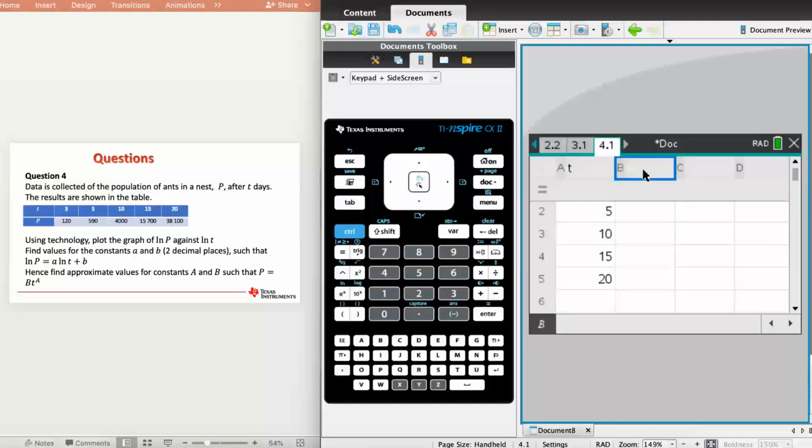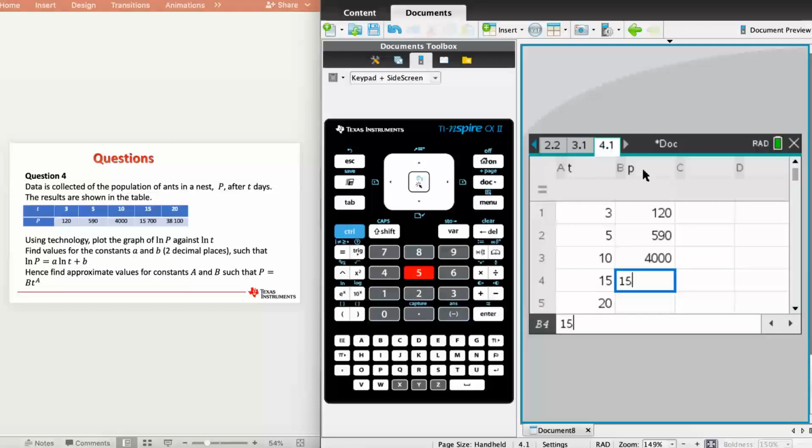My next column is the population of ants, so I'm going to call that P. After 3 days, there was 120 ants. After 5 days, there was 590 ants. After 10 days, there were 4,000 ants. After 15 days, I hope these weren't termites, there were 15,700 ants. And after 20 days, there were 38,100 ants, clearly an exponential function.